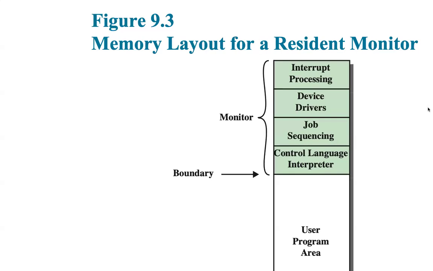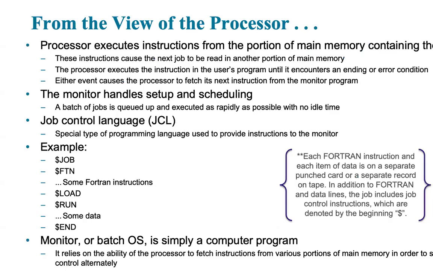Early processors were very expensive, and therefore it was important to maximize processor utilization. The wasted time due to scheduling and setup was unacceptable. So to improve utilization, simple batch processing systems were developed, and I got a chance to mention a little bit about that in the previous couple of slides. The processor executes instructions from the portion of memory containing the monitor. The monitor handles setup and scheduling. Then we have this job control language that manages various jobs that can be run.